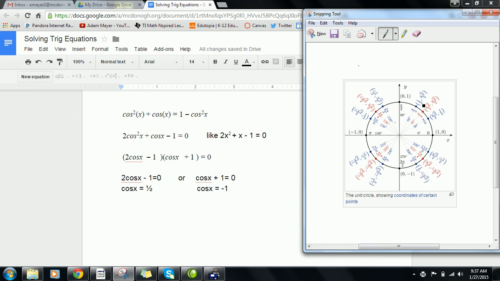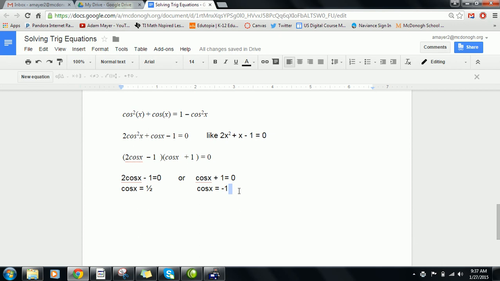Okay, so the two solutions between 0 and 2 pi are pi over 3, and then the same reference angle, reference triangle in the fourth quadrant, 5 pi over 3. Okay, so for this particular factor, x is pi over 3 and 5 pi over 3.